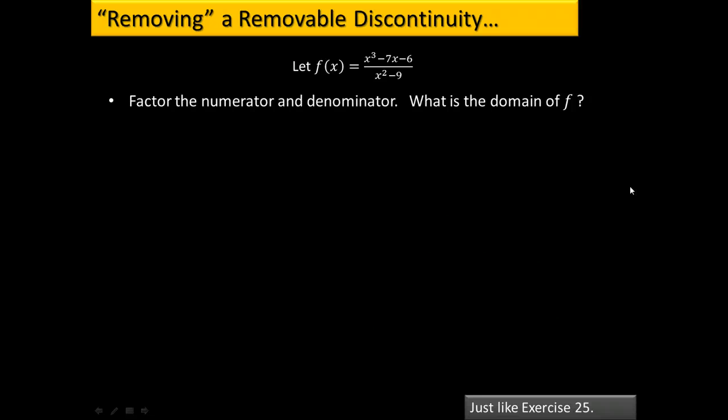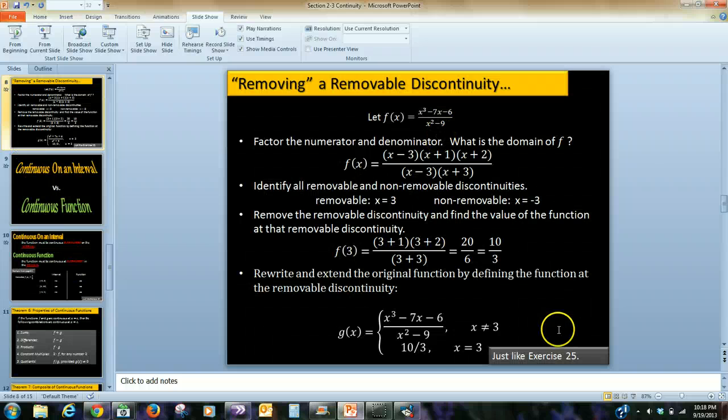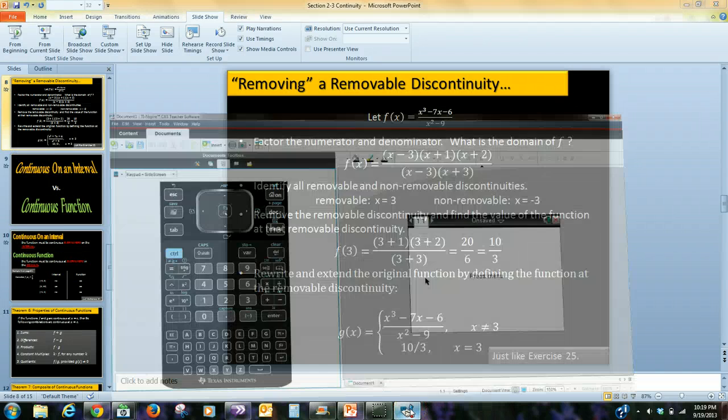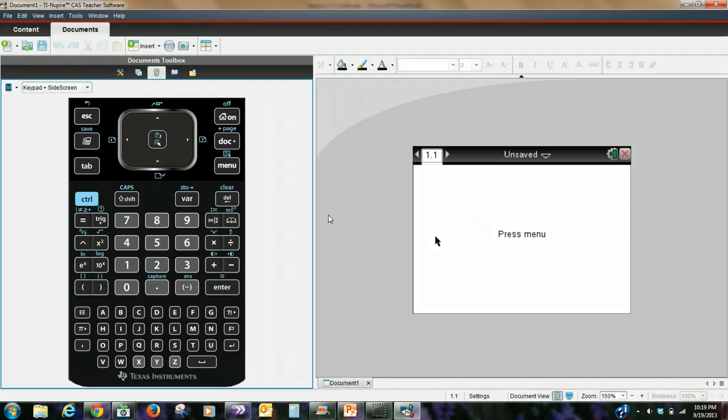First, we want to factor the numerator and the denominator and see what our domain is. So we need to factor this numerator, x cubed minus 7x minus 6, and I'm going to use the Inspire to help me do that. So get your Inspire out, pause the video if you need to. And okay, here's my Inspire. So I want to factor an expression, and our Inspire will do that for us.